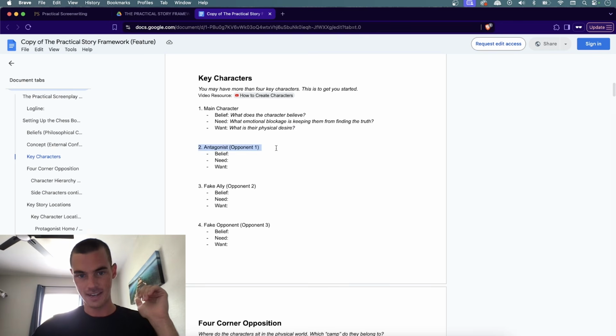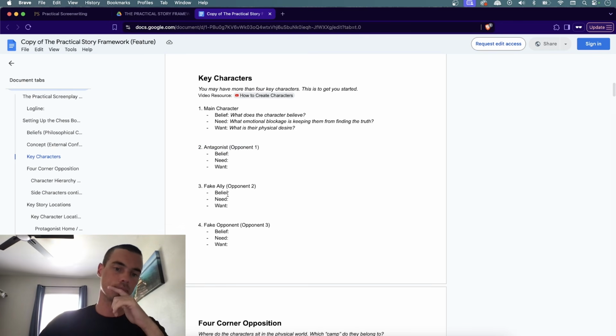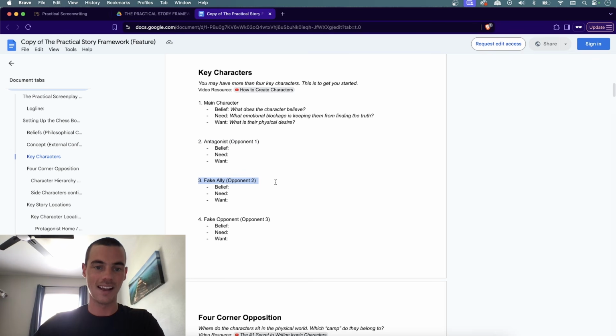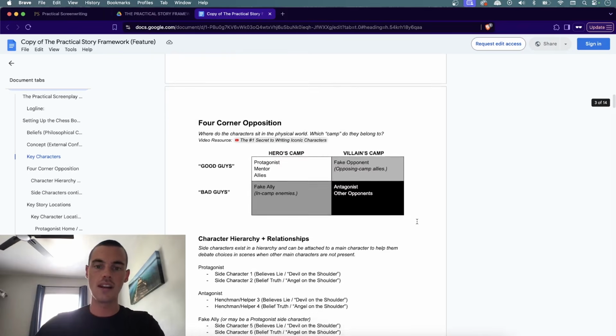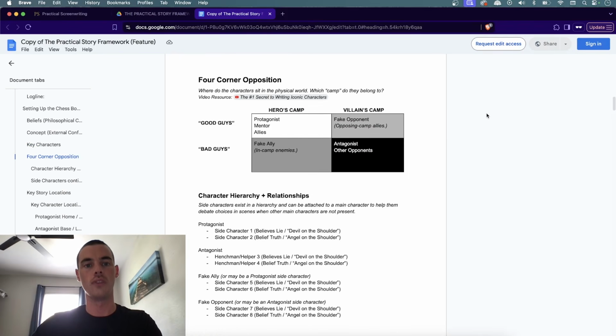And this continues for your antagonist, your main opposition, and then we also have the fake ally and the fake opponent. And these two take us right down into four-corner opposition. Where do the characters sit in the physical world, and also which camp do they belong to? So when we're thinking about a story, you are going to have the clear black and white two sides. What seems like the clear good guys, usually your protagonist, the mentor, the allies, the clear bad guys, the antagonist, the other opponents that are with that antagonist.